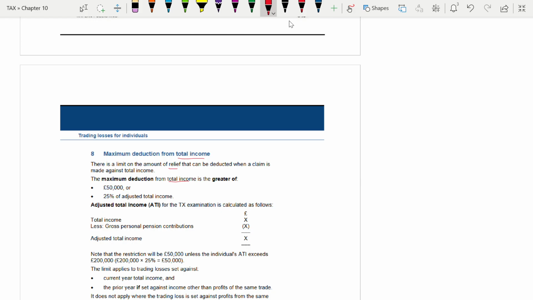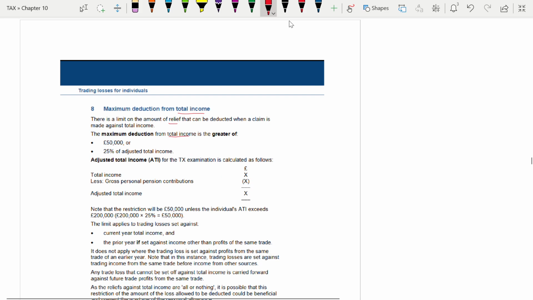Total income minus what? Total income minus gross pension contributions. How are we going to calculate adjusted net total income? Adjusted total income is total income minus gross contribution. Note the restriction will be 50,000, not more than 50,000, unless adjusted total income is more than 200,000. If it is more than 200,000, then it will be more than 50,000. Otherwise, it will be less.